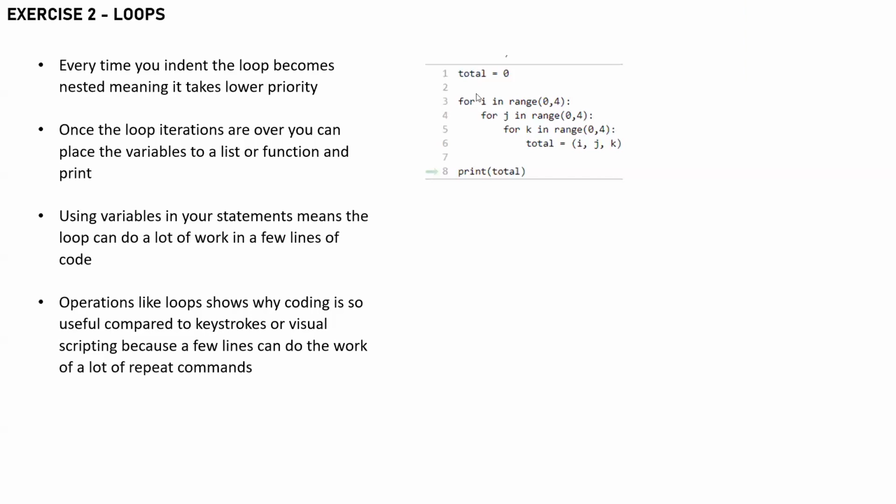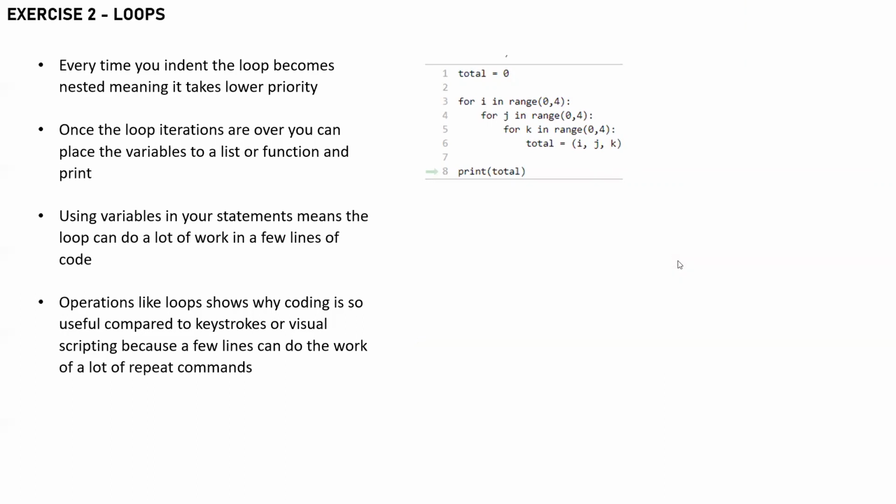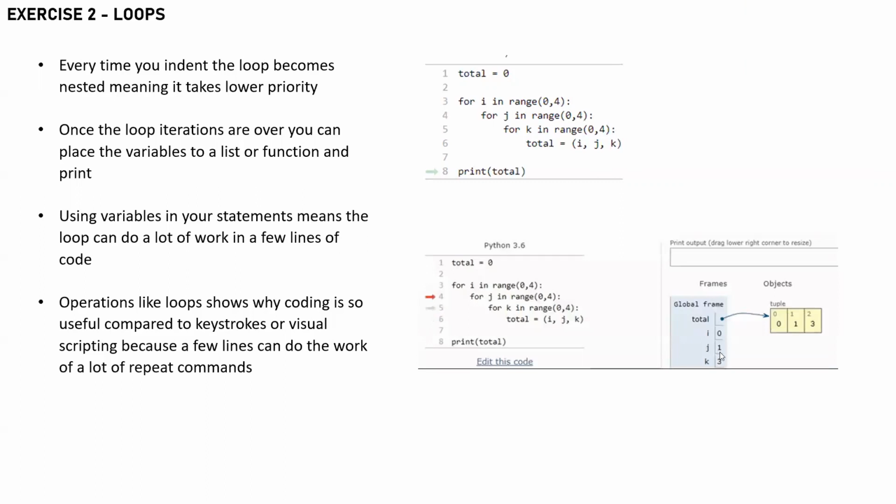So for every time I do 0, so everything in the range 0 to 4, I didn't put a step, so it's every integer value between 0 and 4. I'm doing that over and over again for I, J, K, and then it says, okay, my total is now I, J, K. What does that mean? It'll just keep looping through this, and you can see the values on the right there. It's creating a print total based on all the values. So it's 3, 1, 2, 3, and then it's going to keep looping until it has its total range. So this is what it does with loops.